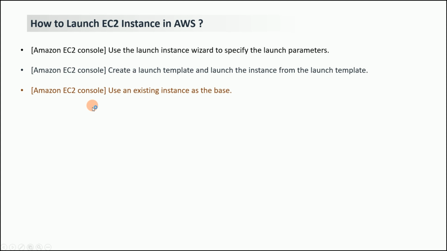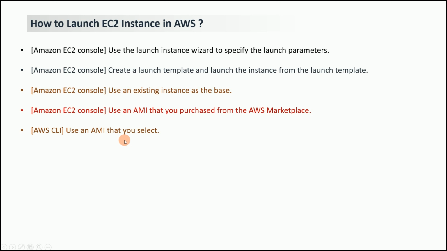And then use an existing instance as the base. So this simply means like you are supposed to create AMI from the existing instance, and then you can create the instance from that. And then use an AMI that you purchased from the AWS marketplace. And then use an AMI that you select. And then AWS tools for Windows PowerShell. So you can use that as well. However, to be very true, I'm not really sure on this point because I'm more familiar with Linux, not Windows.